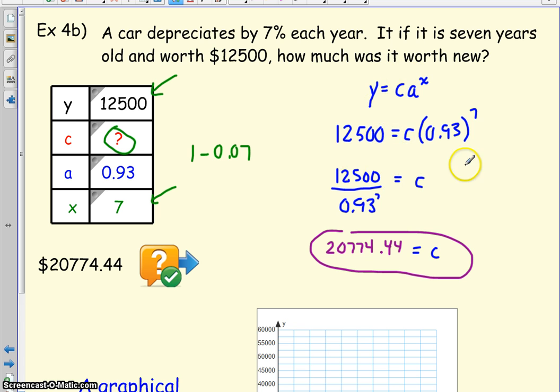So we plug everything we know into the equation. And all of a sudden, we see our unknown is c. So we divide both sides of the equation by 0.93 to the exponent 7, just to isolate for c. And that's what gives us c being 12,500 over whatever 0.93 to the 7 is, which is about $20,774.44 brand new.